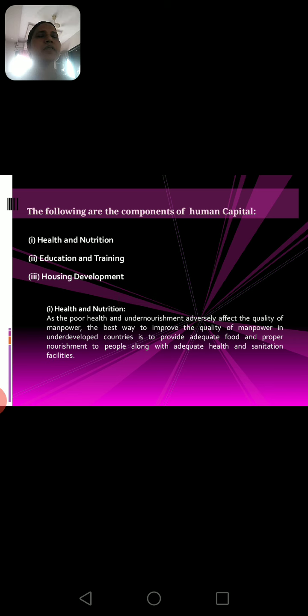First, we want to discuss point one, health and nutrition. Poor health and undernourishment adversely affect the quality of manpower. The best way to improve the quality of manpower in underdeveloped countries and also developing countries like India is to provide adequate food and proper nourishment to people along with adequate health and sanitation facilities.